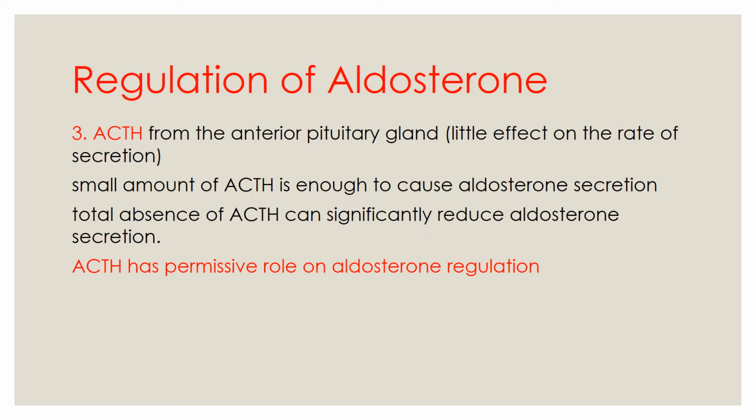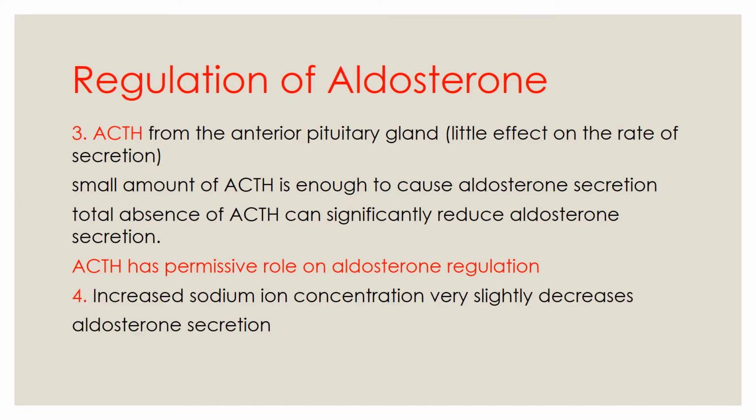The fourth factor affecting aldosterone secretion is an increase in sodium ion concentration. An increase in sodium ion concentration will very slightly decrease the aldosterone secretion. From these four factors, I can tell you the most important two are the potassium concentration and the angiotensin II hormone. These two main factors have a major effect on aldosterone secretion.